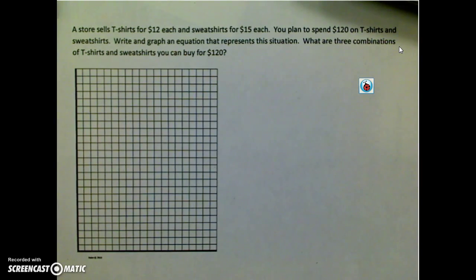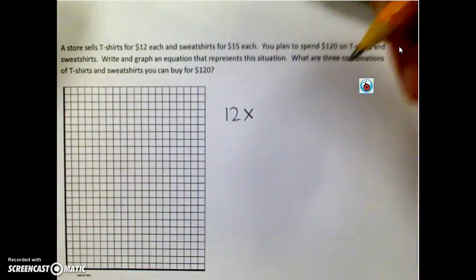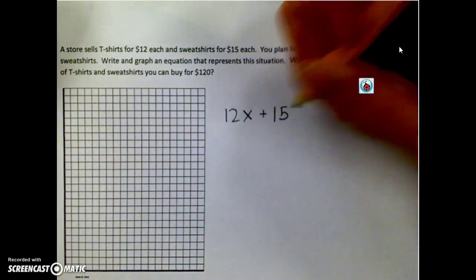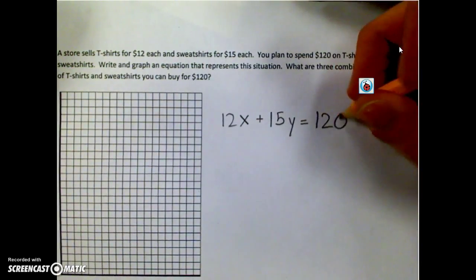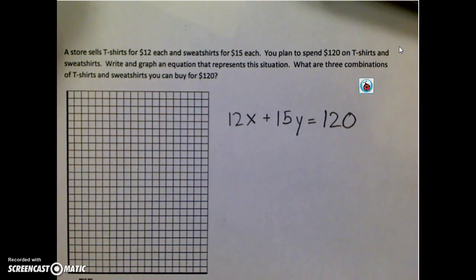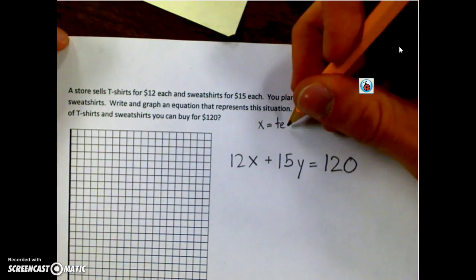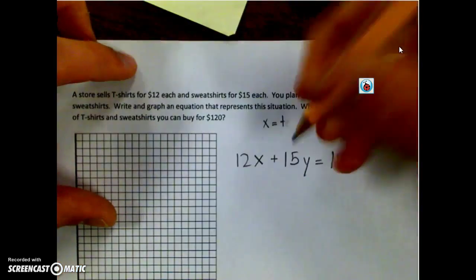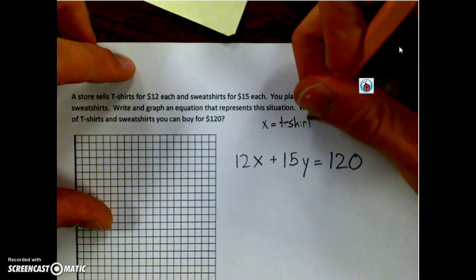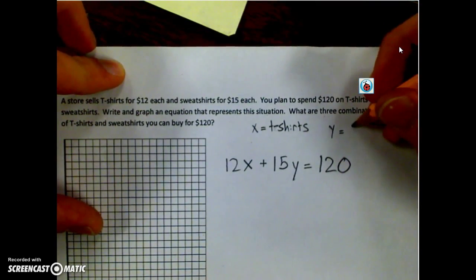Now this is telling us that we need to get this set up into standard form, right? Because if it's $12 for each t-shirt, I'm going to put a 12x. And if it's $15 for each sweatshirt, and we plan on spending $120, here's a word problem setup using that standard form, where x is the number of t-shirts. So this is us labeling our variables. And y is the number of sweatshirts.